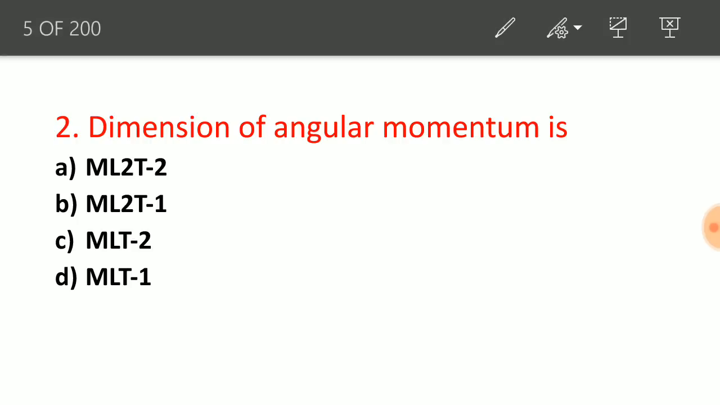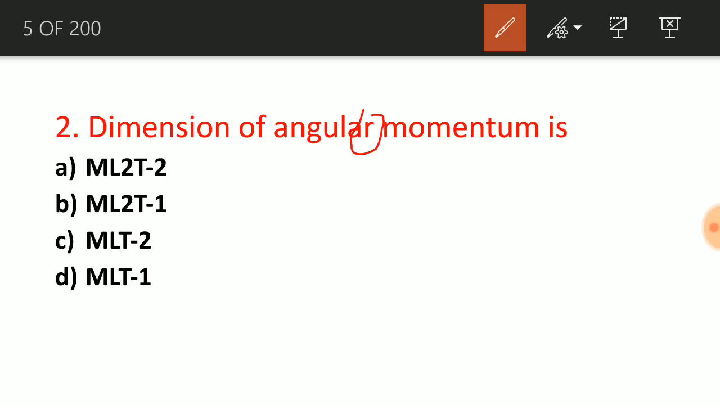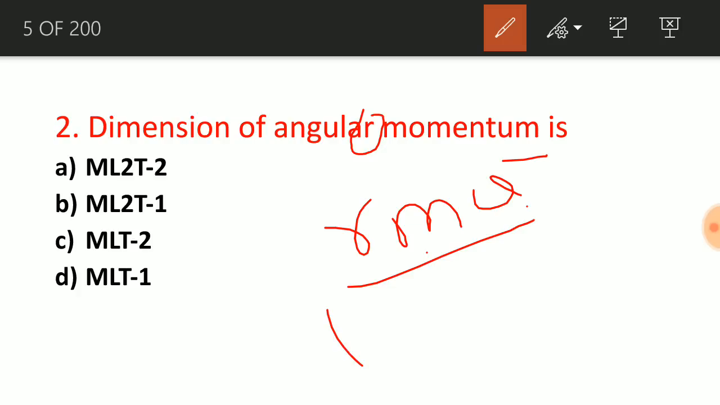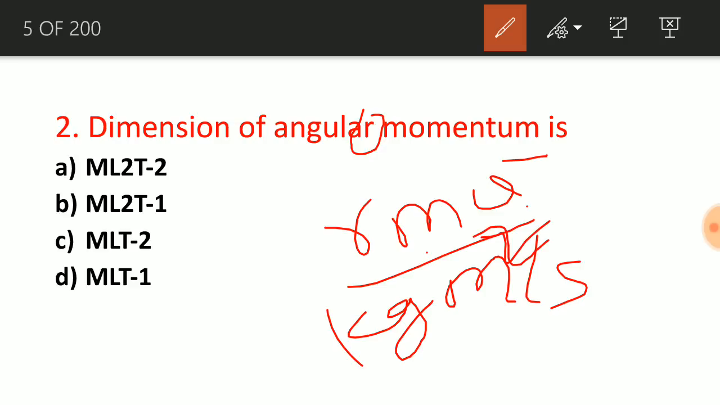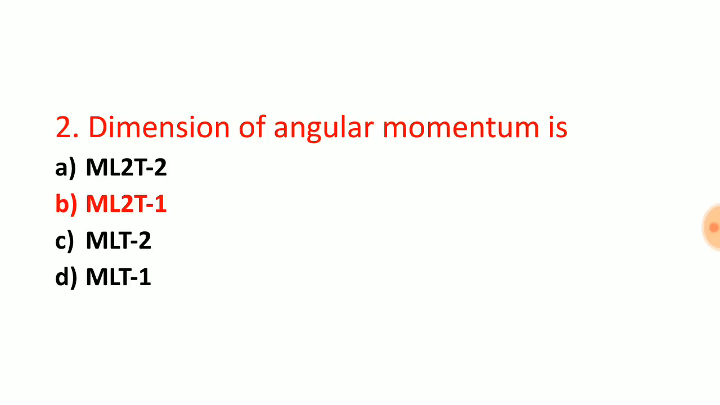What is the dimension of angular momentum? You should know that angular momentum is given by m, v and r. Now mass is kg, velocity is meter per second, and r is meter. So the total unit will be kg meter square per second, which is M L power 2 T power minus 1. That is in option choice B. So the dimension of angular momentum is option choice B.